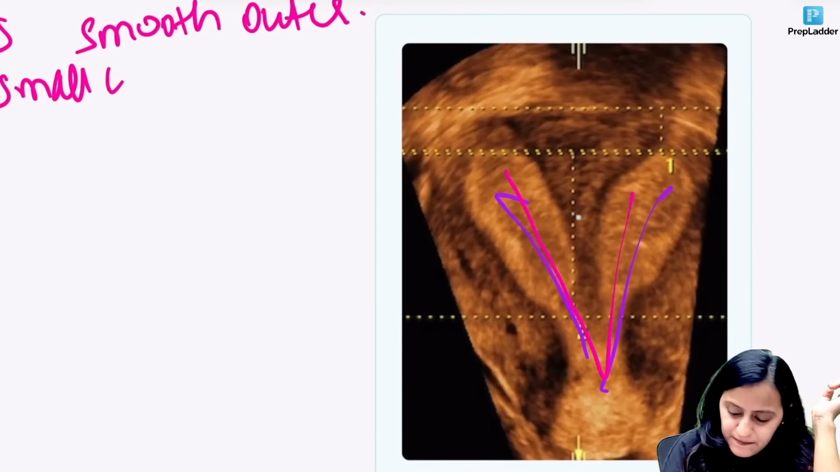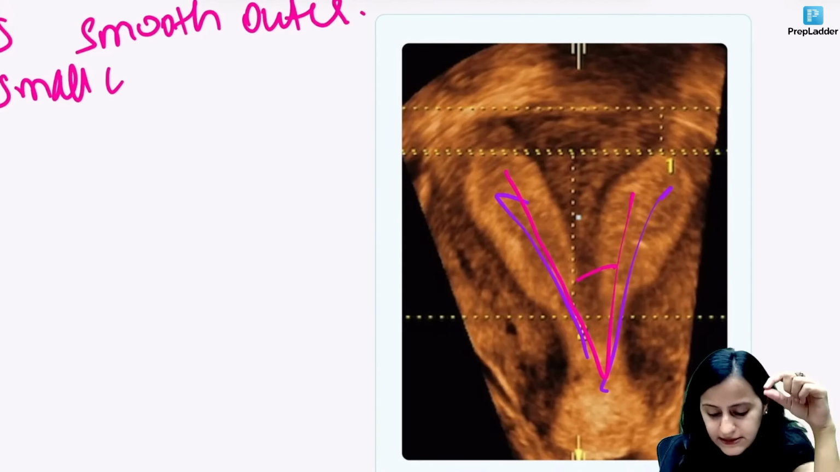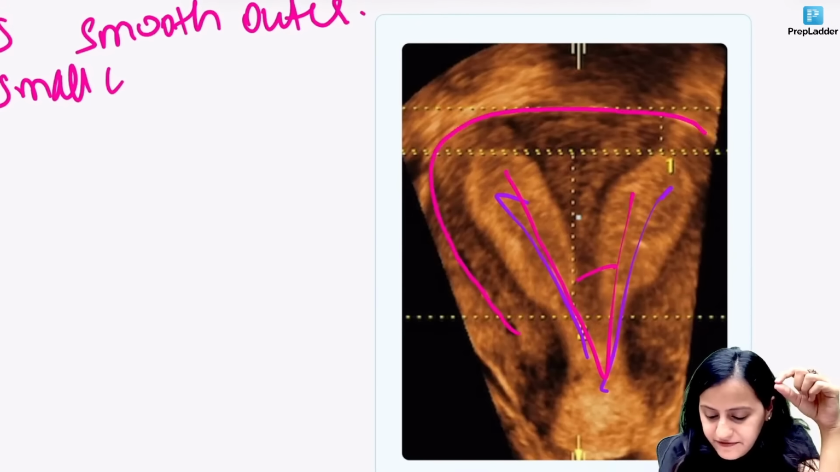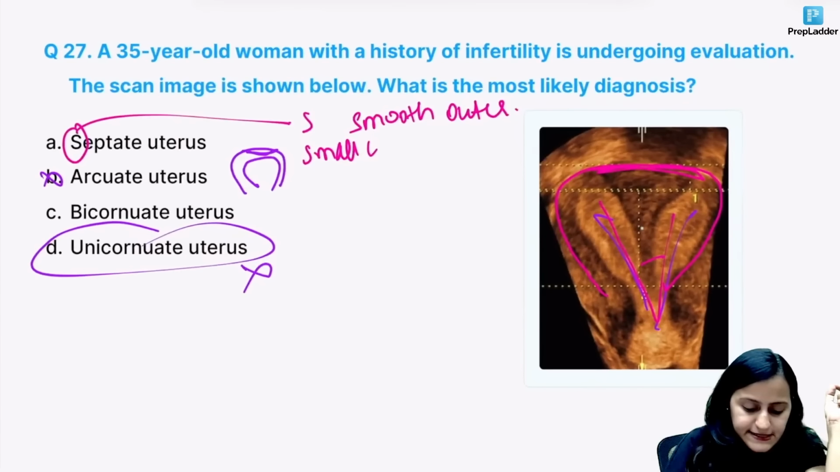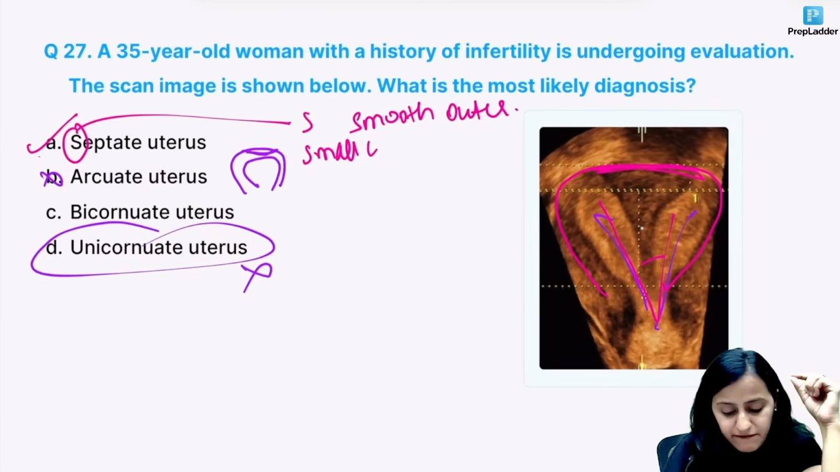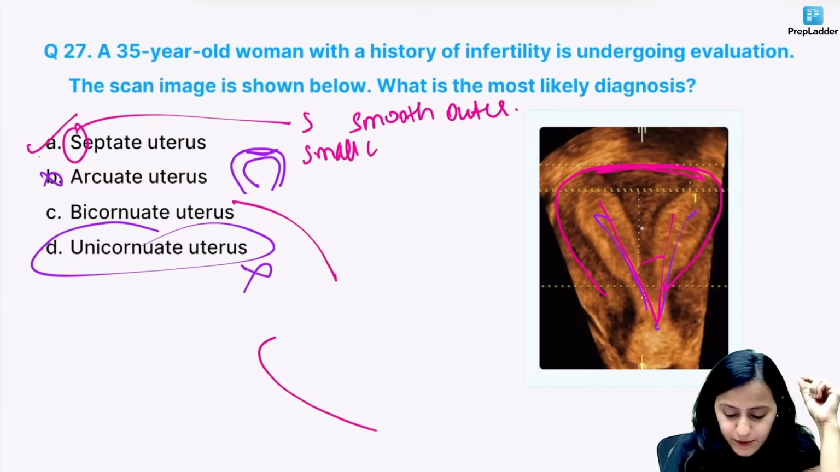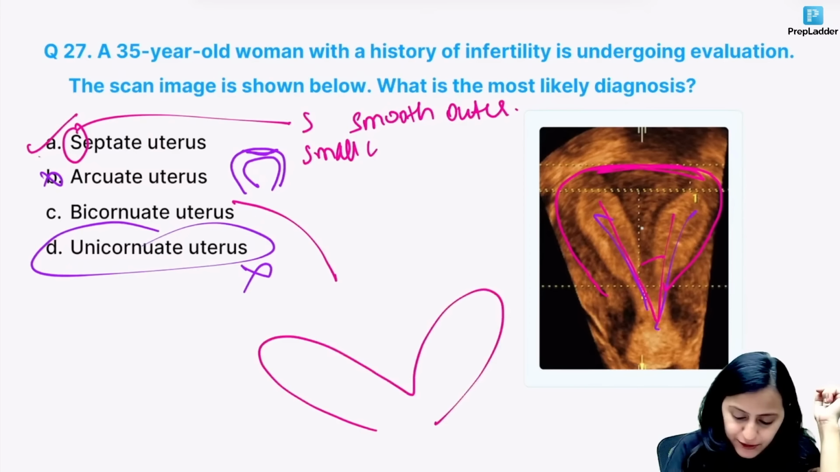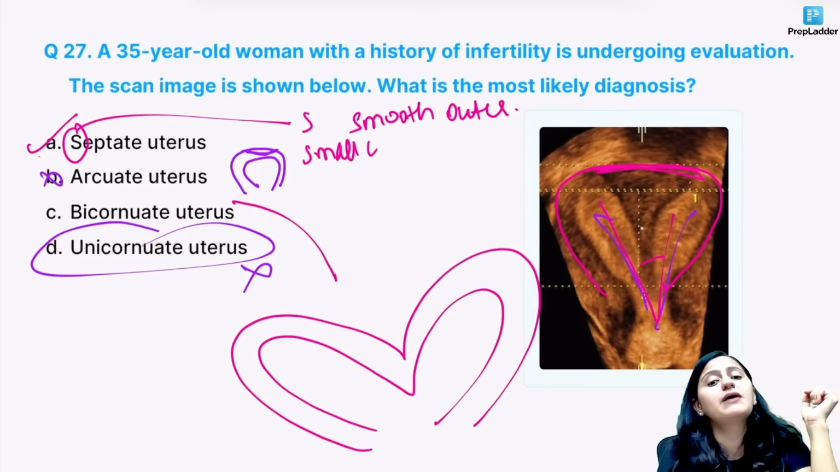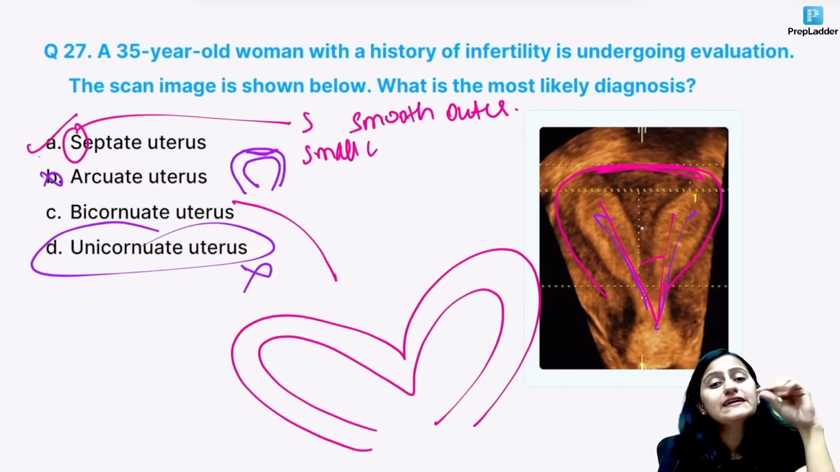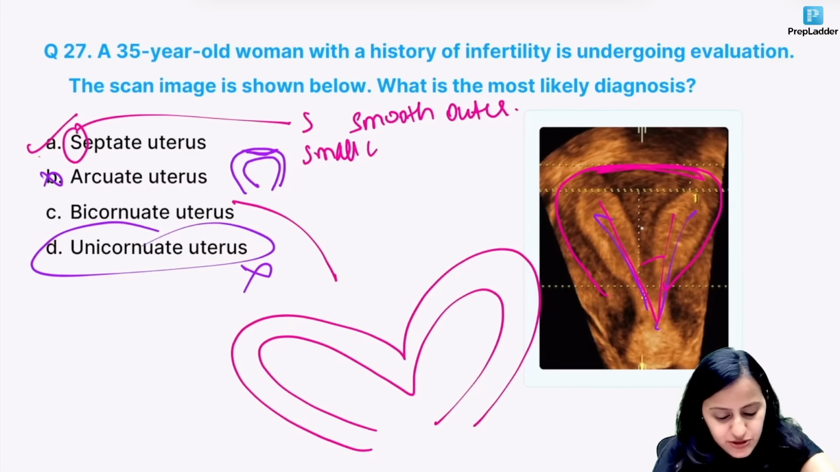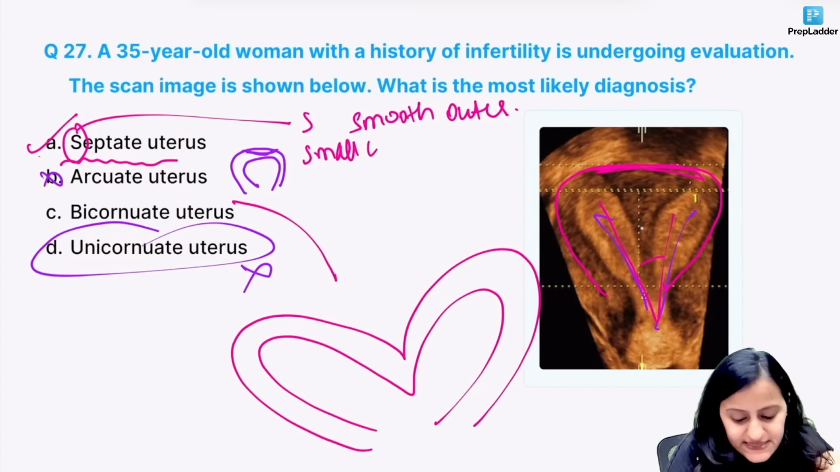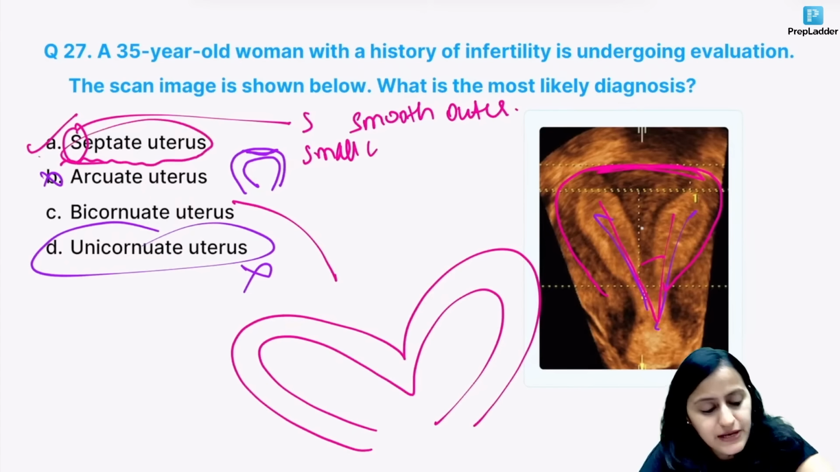Remember for septate, S and S: it has a small angle of separation between the horns and it has a smooth outer surface. Look at this one. The angle of separation is small, an acute angle. And look at the outer surface you are seeing here. It is a smooth outer surface. So this is septate. If it would have been bicornuate, it would have been a bifid endometrium and a bifid outer surface as well. It is bifid completely, inner and outer, both. So this is going to be septate. It's not bicornuate.